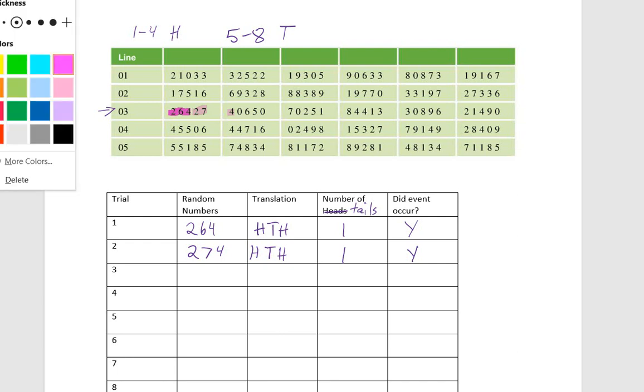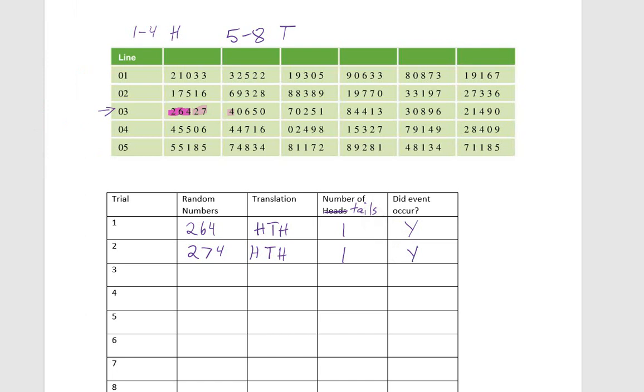All right, now notice that the next number on the random number generator is 0. But when I define my heads and tails, I said numbers 1 through 4 or 5 through 8. So what we're going to do is skip zeros and just write down the next 3 numbers that apply. So we're going to have 6, 5, and 7. So that's going to be tails, tails, tails, which means that we got 3 tails. Did our event occur? Yes, it did.